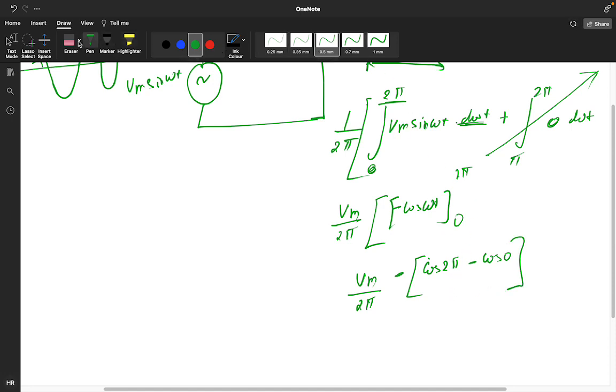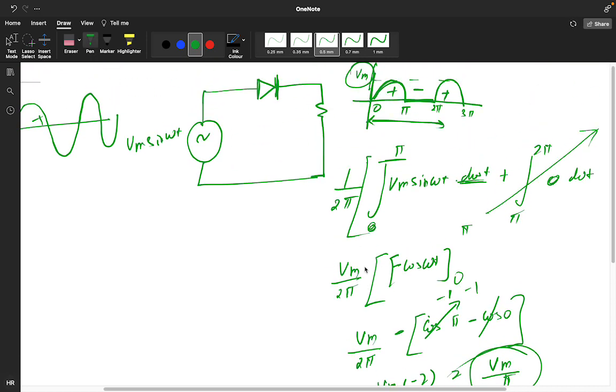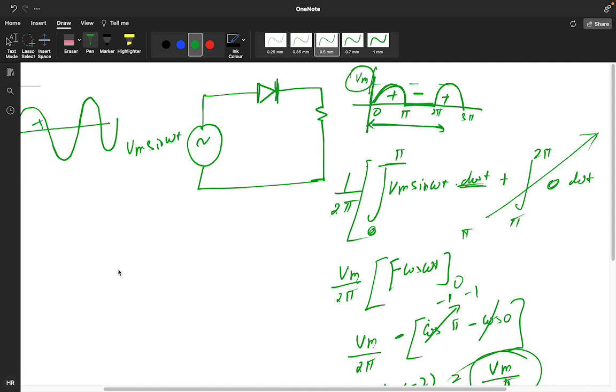So this will be plus, because we have broken it, so the limits are 0 to pi. Cos pi value is minus 1, cos 0 value is 1. So what are you getting? Vm by 2 pi into 2. What result is coming? Vm by pi. Prasanna, did you understand this?